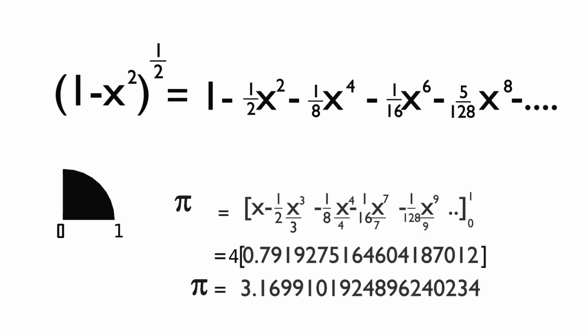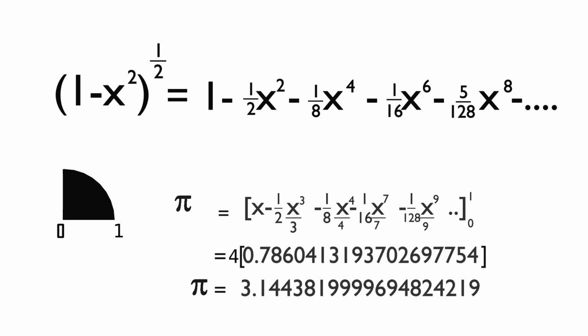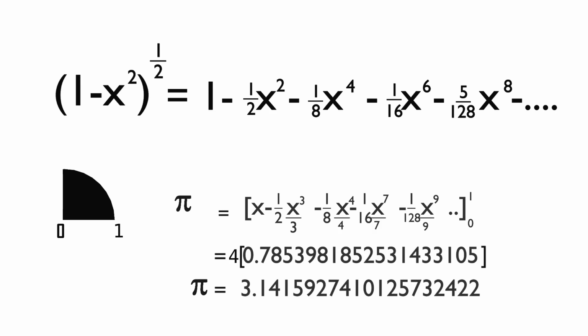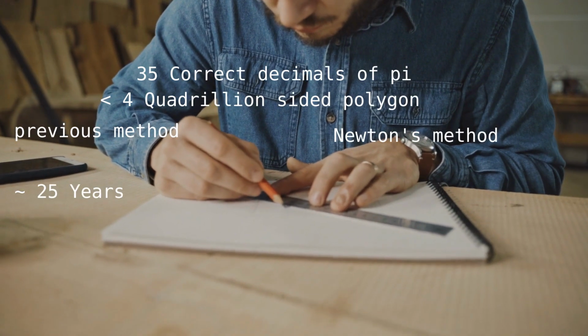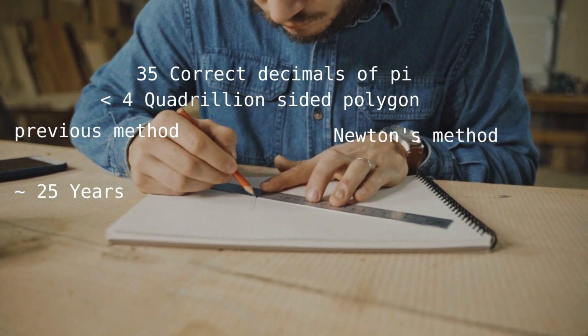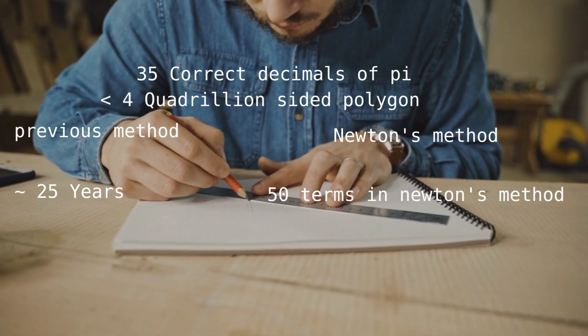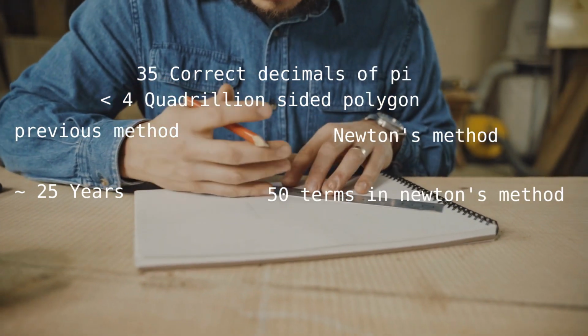To get a more precise value, you have to solve more terms of the equation. And just to show how efficient this method is, to get the same value as the 4 quadrillion sided polygon from the previous method, you just have to calculate 50 terms in Newton's method.